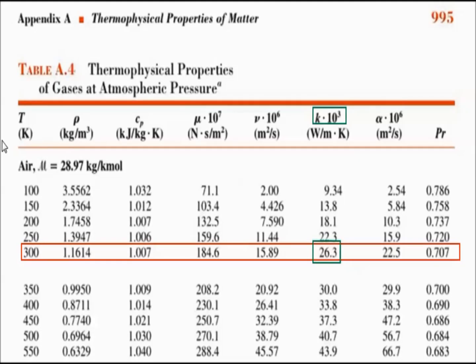So now we open our textbook to Appendix A on page 995, and we look at A4, thermophysical properties of gases at atmospheric pressure. So we go down to our temperature. Temperature is given to us as 300 K. Now we go across here. We're looking for our k value. So temperature 300 K, go over here, we have 26.3 for the k value. But what we want to pay attention to here is our units. It's watts per meter Kelvin, which is perfect, but this is k times 10 to the third. So let's pay attention to that when we plug this back into our equation.